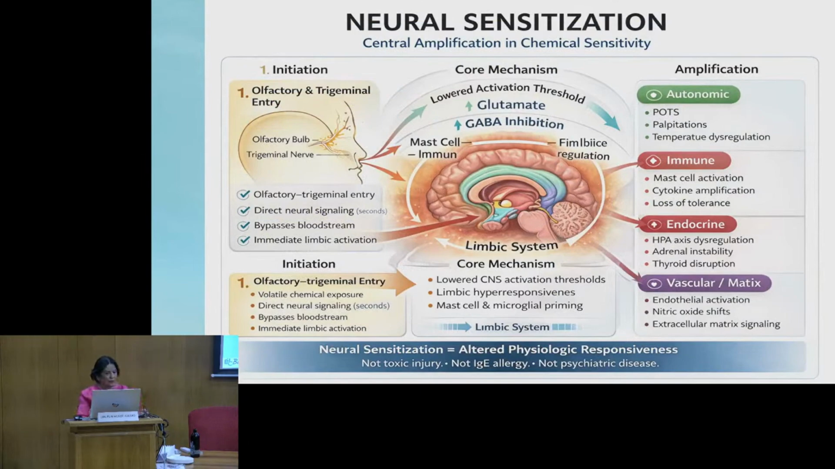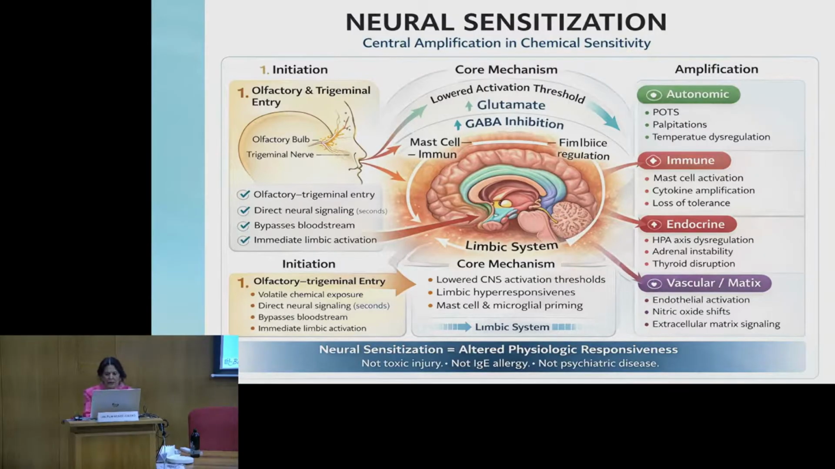And this is where it shows that initiation occurs through the olfactory and trigeminal system. Following the initiation, there's a core mechanism where there's a lower activation threshold, glutamate and GABA inhibition, and amplification occurs when the autonomic system is amplified. One develops PARTS: palpitations, temperature dysregulation. With immune system activation, there is mast cell activation, and a large number of our patients are experiencing mast cell activation.